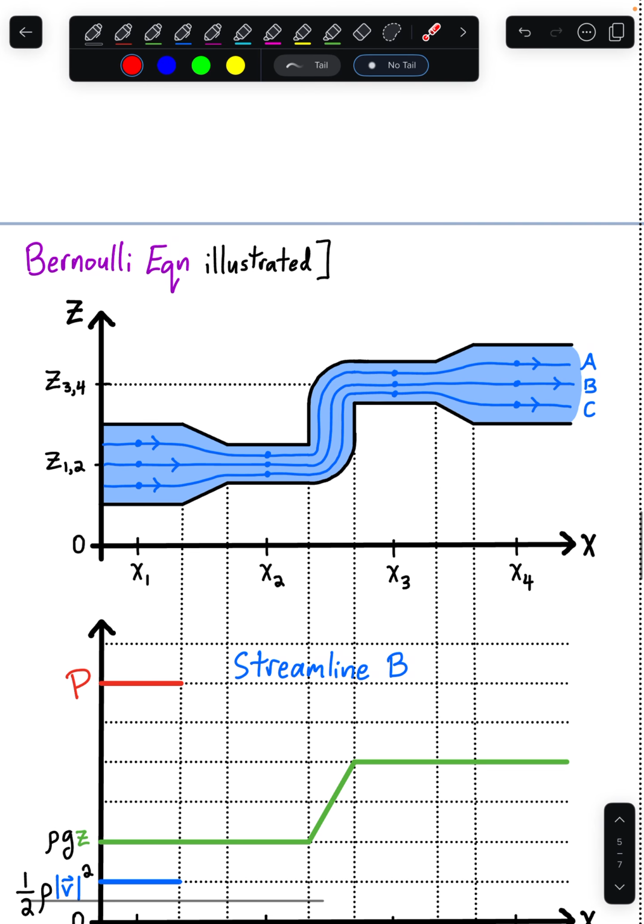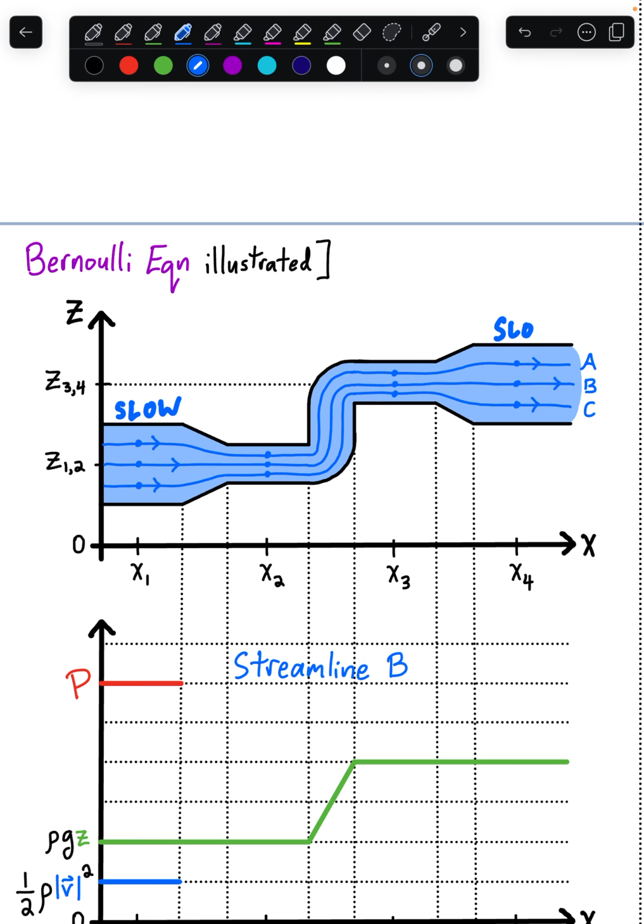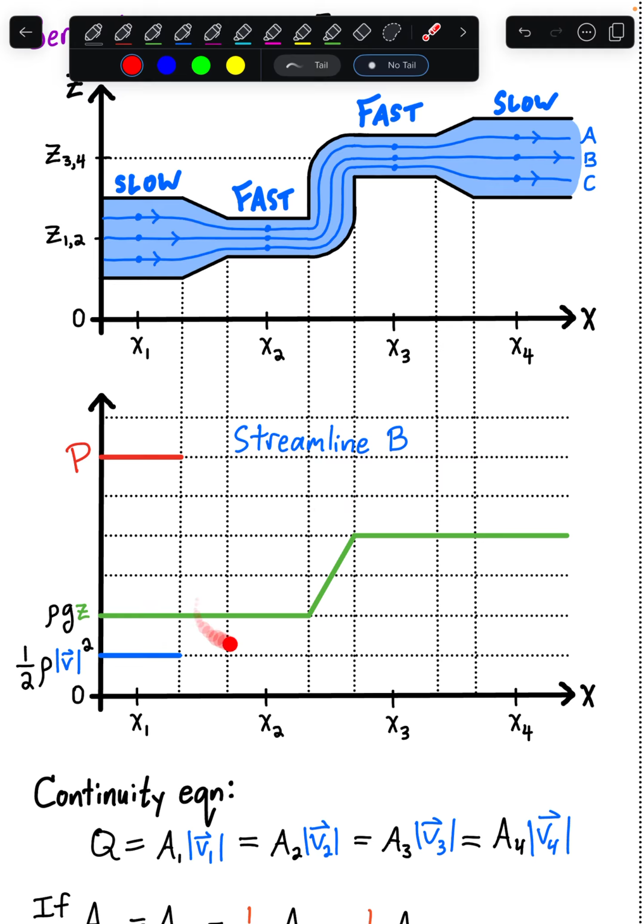So we can tell from our picture here then at points 1 and 4, where the pipe is wide, that's where the fluid will be moving slowly. But at points 2 and 3, where the pipe narrows, that's where the fluid will have to be fast. So we must be gaining kinetic energy as we move from 1 to 2, keeping it from 2 to 3, and then losing kinetic energy from 3 to 4. So that'll influence our graph here.